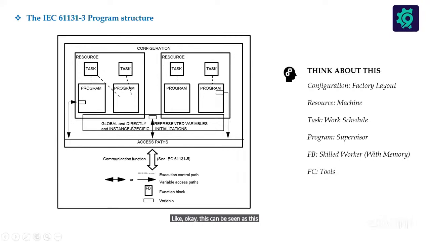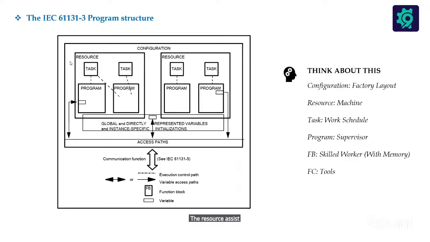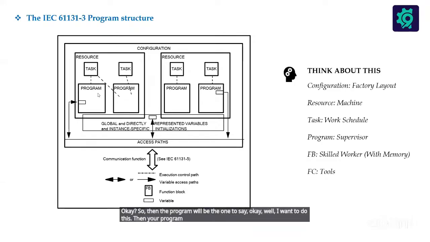Now, if you look at the configuration, it houses resource. The resource houses task and program. So the resource has tasks. What do you want to do? Then the program will be the one to say, okay, I want to do this. Your task is what you want to do. Your program is the one that is going to carry out the task that you want to do.